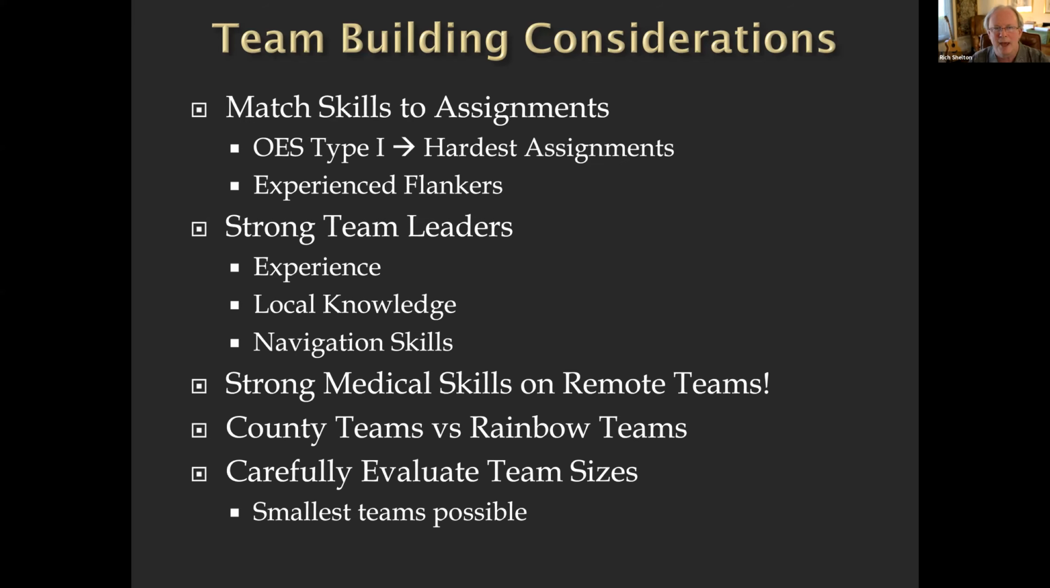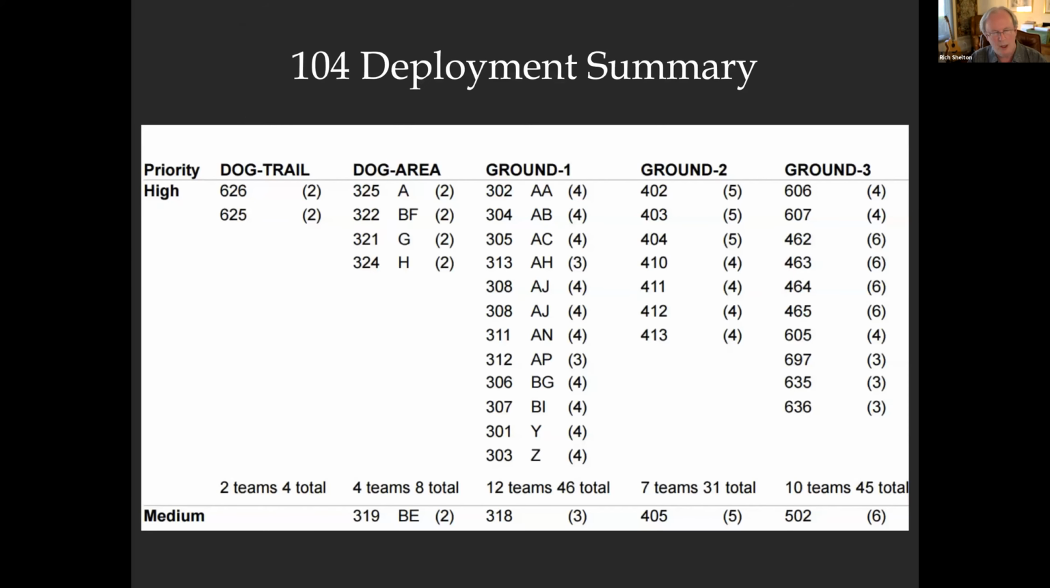So just to recap that, I think, you get the T cards together, the agency reps, you pull out your 104 deployment summary, you see how many people you have in to match up against your higher priority assignments and medium priority assignments.